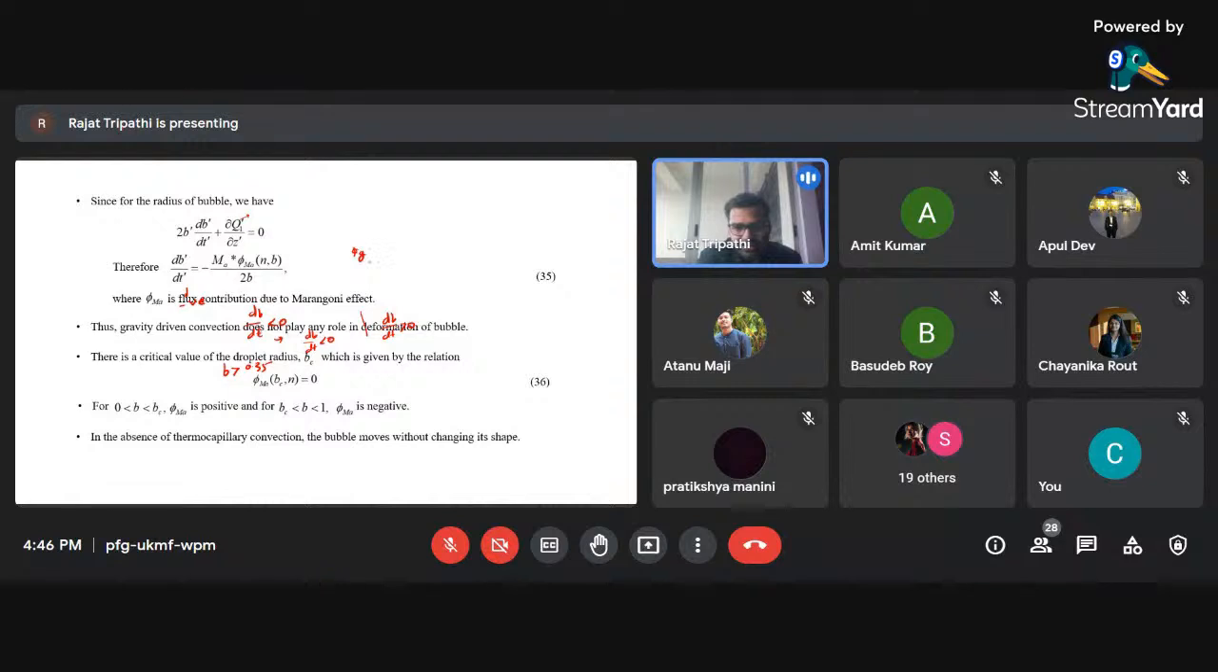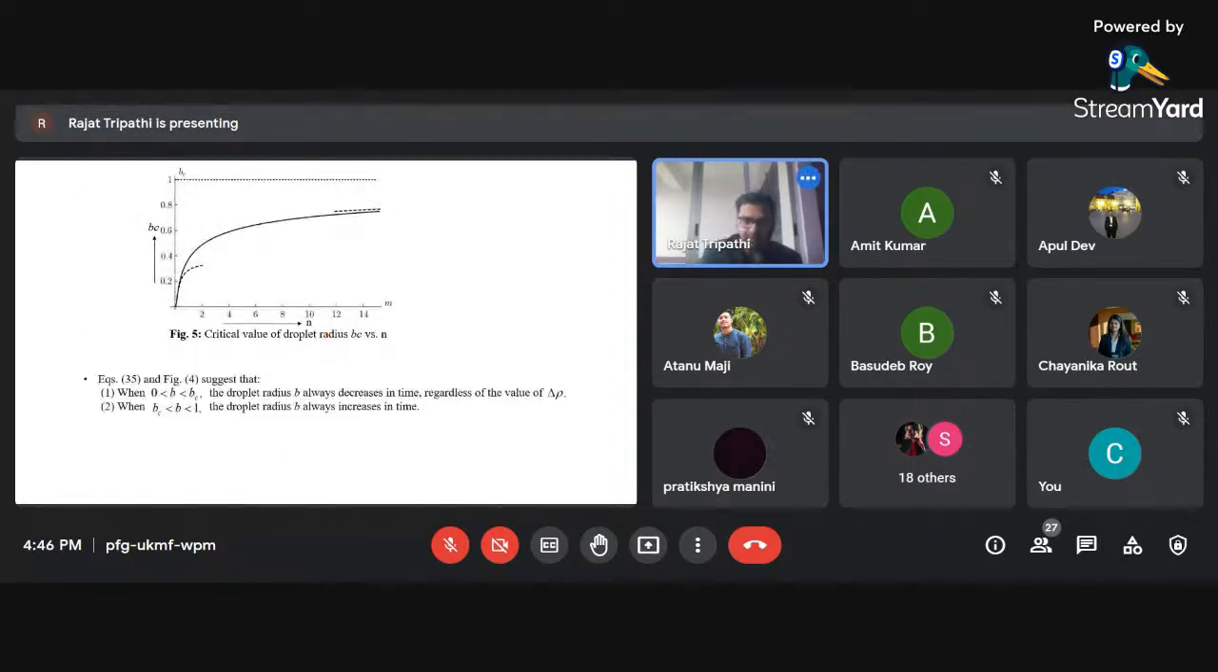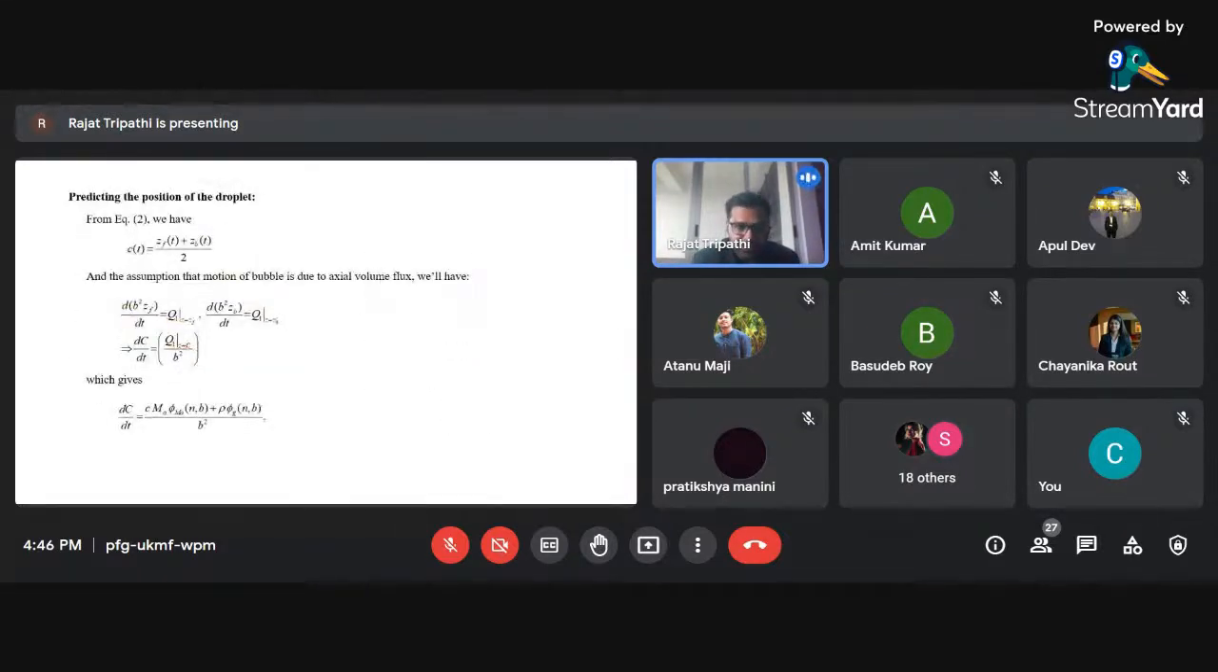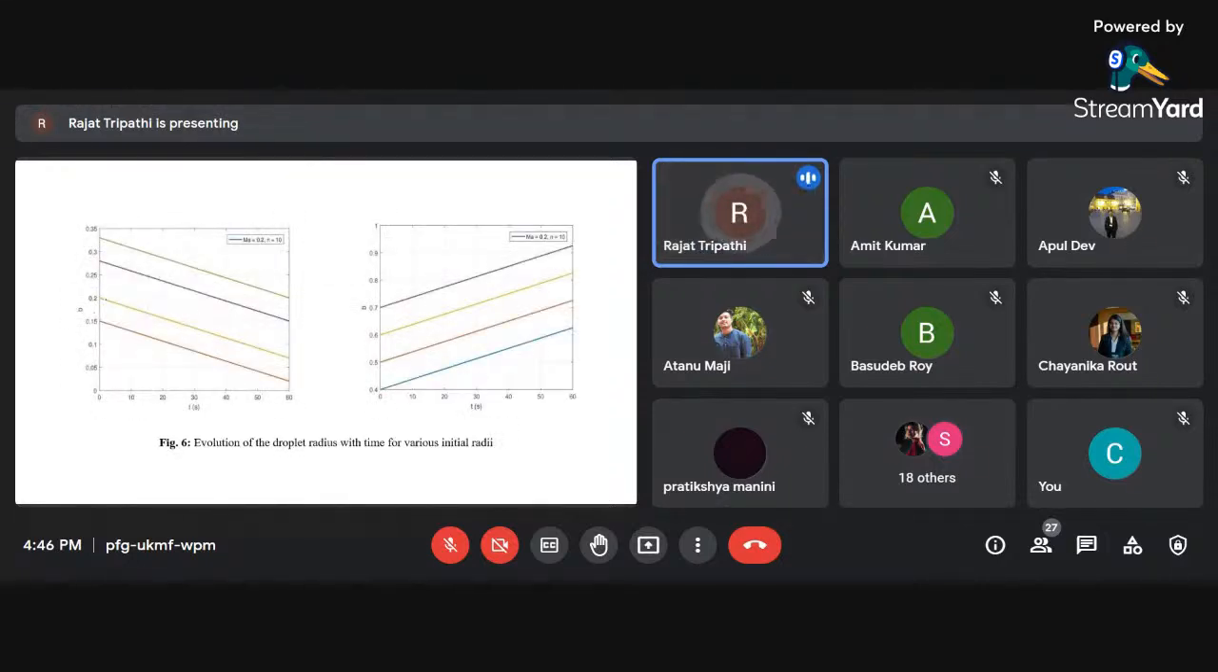One more thing that we can observe from here, because dv by dt doesn't contain any phi g term. Due to the absence of the phi g term here, the shape of the bubble is totally driven by Marangoni convection. Gravity doesn't play any role in the deformation of shape. Whether it is getting widened or getting shrunk, it is not dependent on the contribution due to gravity, or gravity is not affecting the shape of the bubble. So these are the two important conclusions that we take from here. That is how we predict the shape of the bubble, how it is going to behave when time increases.